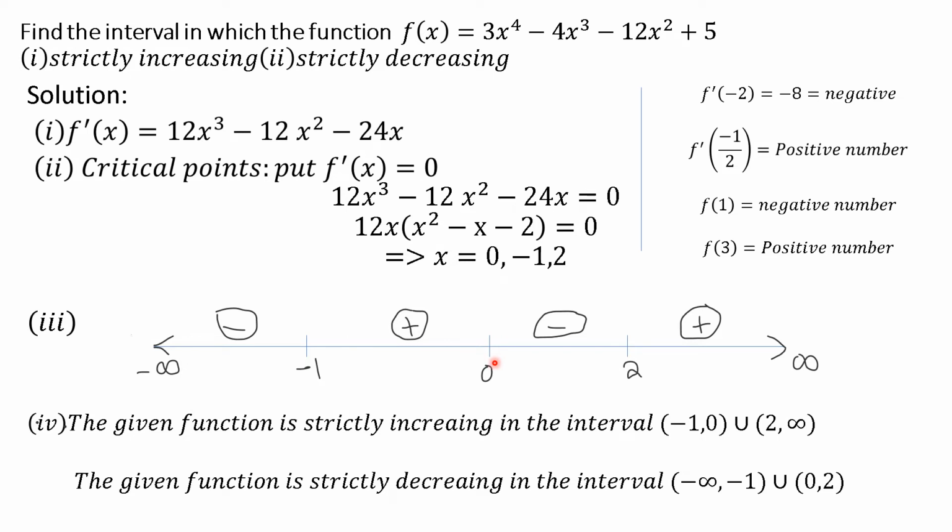Next, in the interval 0 to 2, here I took this one, wait a minute, this one is f dash of 1, and this one is also f dash of 3.